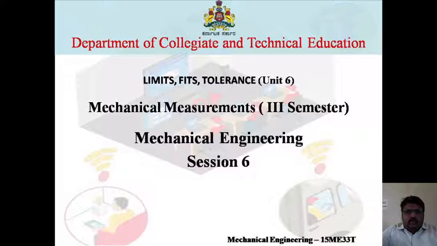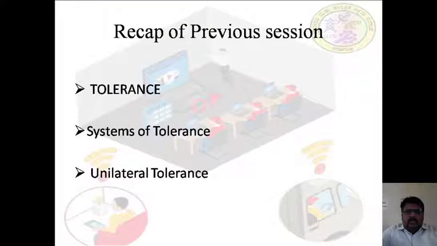Before we go to the actual topics of session 6, we will have a recap of what we have learned in the previous session. In the previous session, we learned about what is tolerance and the systems of tolerance, that is unilateral tolerance and bilateral tolerance. We also learned some of the differences between unilateral tolerance and bilateral tolerance. Let me just recap what we learned.